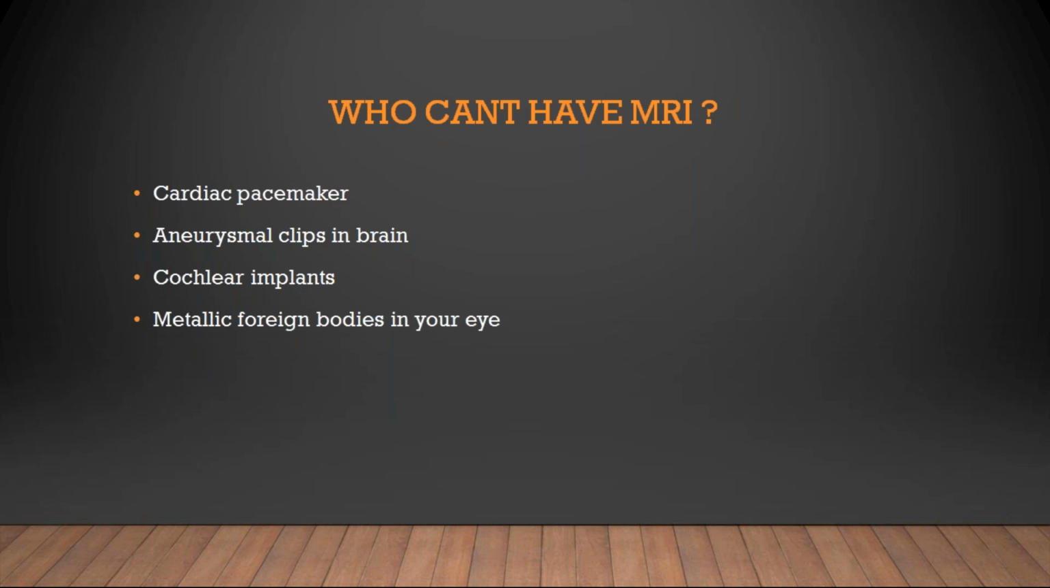Those who can't have MRI are the people with cardiac pacemakers, aneurysmal clips in the brain, cochlear implants, bony implants, or metallic foreign bodies in the eye during trauma. Those people can't have MRI because MRI consists of a magnet, so the implants can be dangerous for the patient.